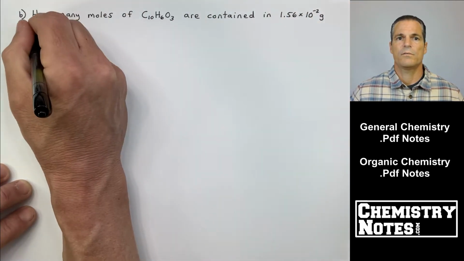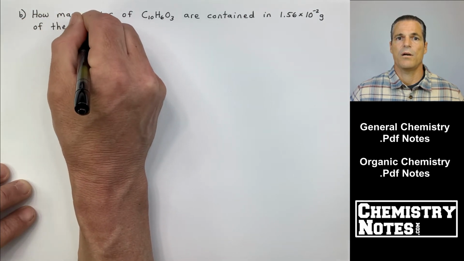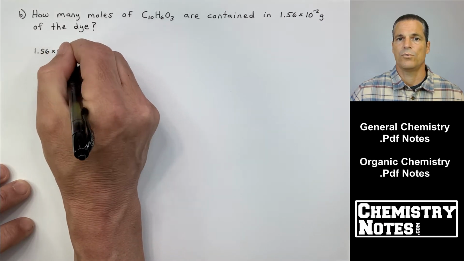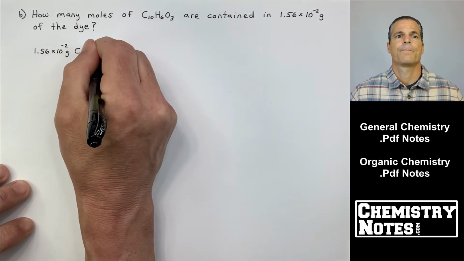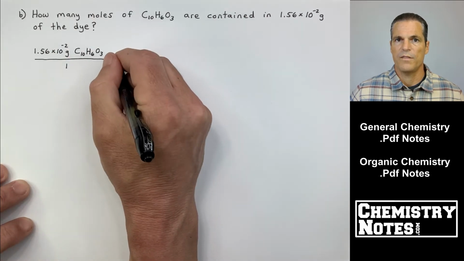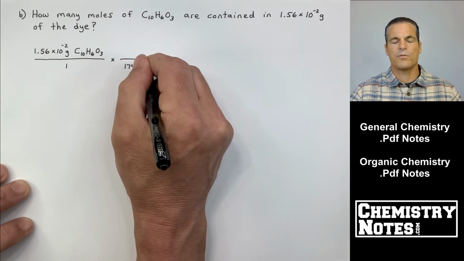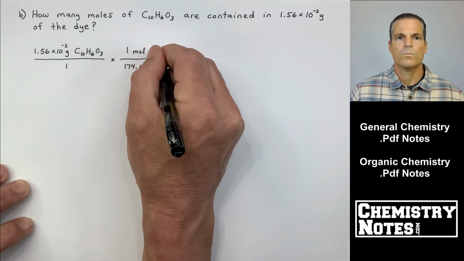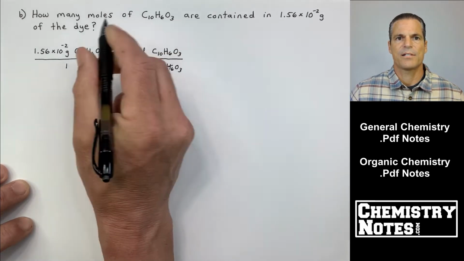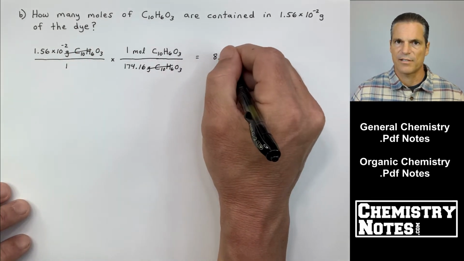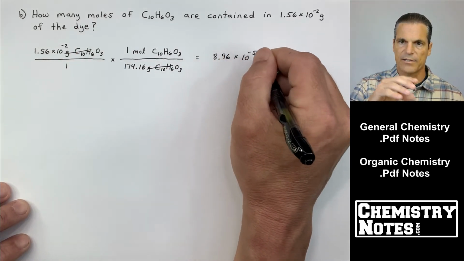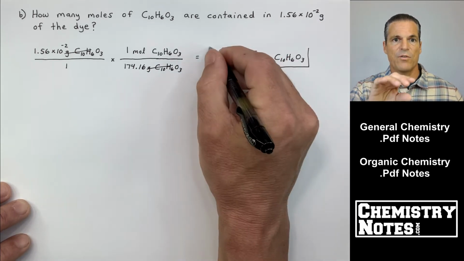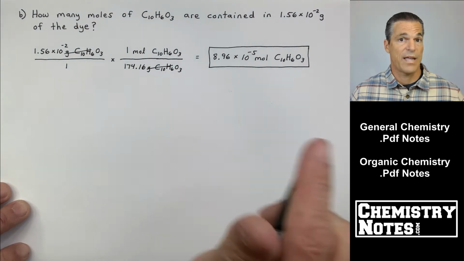How many moles of C10H6O3 are contained in 1.56 times 10 to the minus 2 grams of the dye? Start with what you're given, put it over 1. This is stoichiometry again, right? We use stoichiometry all day long in this course. Okay? Well, I mean, it's basically dimensional analysis. Stoichiometry technically is when we have reactions, when we go from reactants to products, reactants to another reactant. But this is the backbone and the way that we do stoichiometry when that time comes.